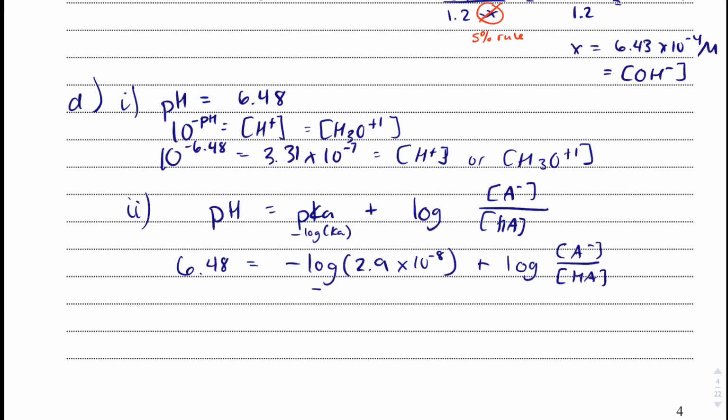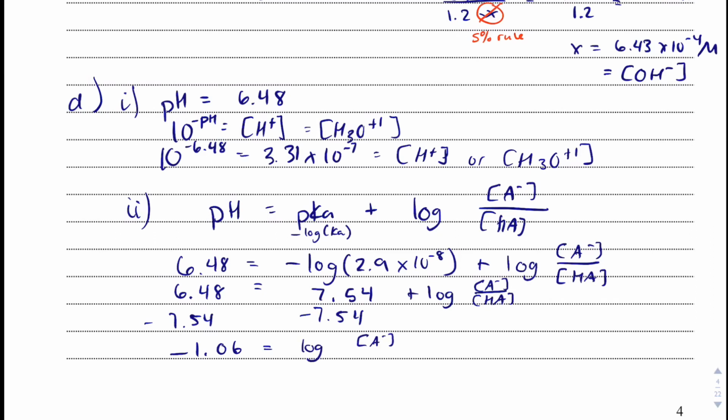I get 7.54 plus log of A minus over HA. And you might already know the answer now that you know that the pKa is 7.54, because the pKa represents a halfway point of a titration. But we will subtract 7.54, and we're going to get negative 1.06 equals log of A minus over HA.